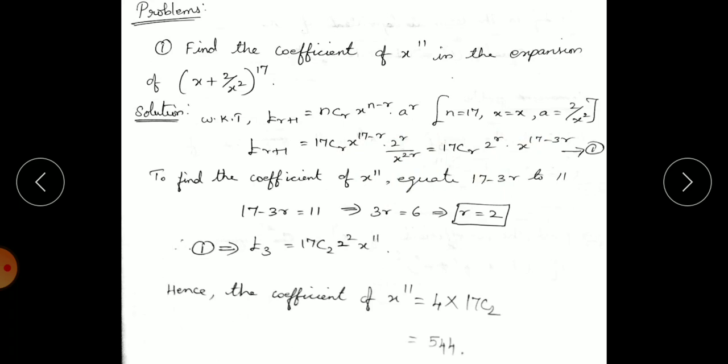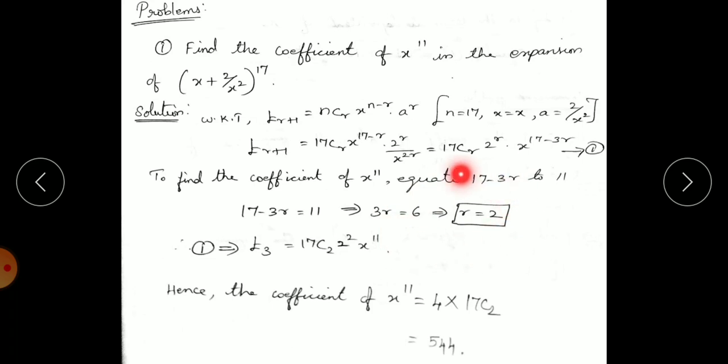Take this as the first equation. Now we are going to find the coefficient of x power 11. For that, we equate the x power term, which is x power 17 minus 3r, to 11, since we want x power 11. So from that we get the value of r. 17 minus 3r equals 11. From that, minus 3r equals 11 minus 17, that will be minus 6. Minus and minus get cancelled, so 3r equals 6. Therefore r equals 2.